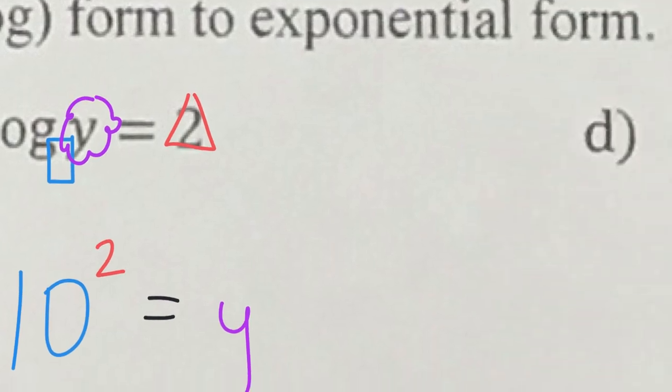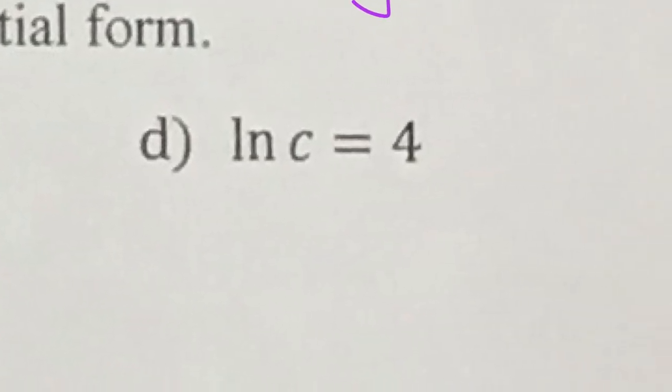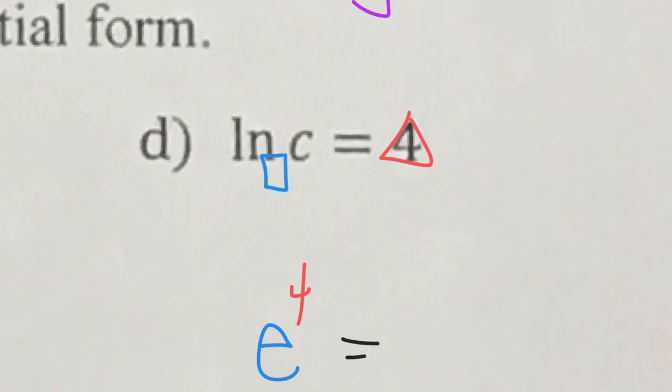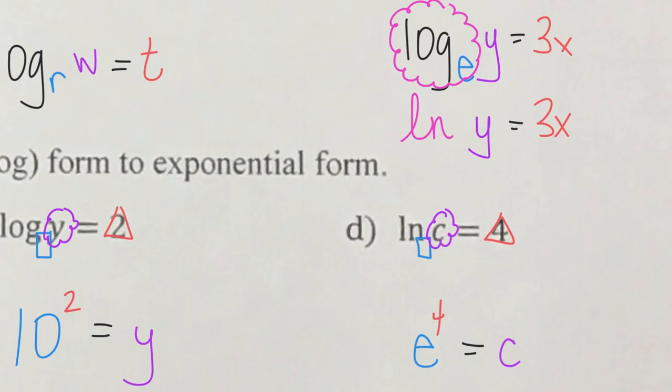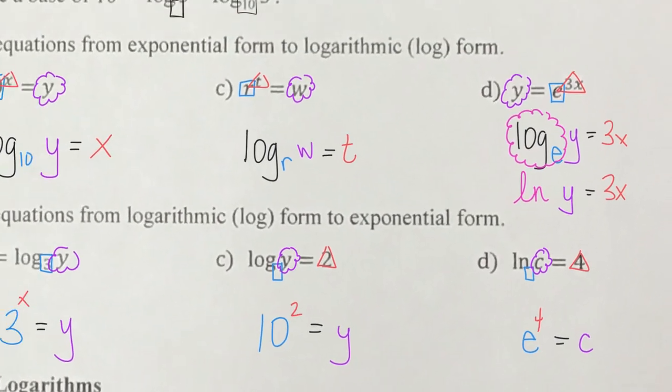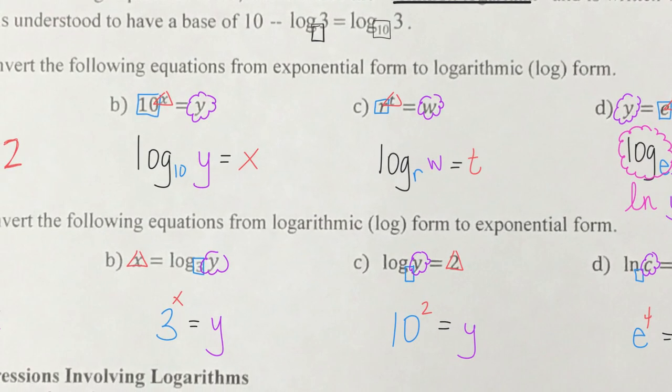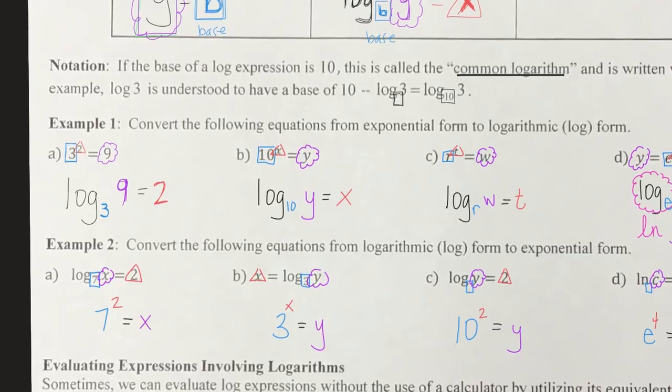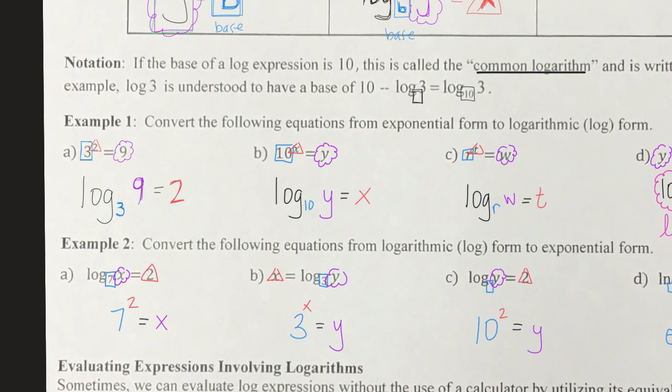Okay, so we are rearranging our furniture. What about natural log? What is the base for natural log? That's base e. E to the 4th power equals c. Okay, excellent job. So whenever we want to rewrite it, these are inverses. The log and an exponential are inverses of each other. So we're writing an inverse equation every time that we are changing from one form to another.